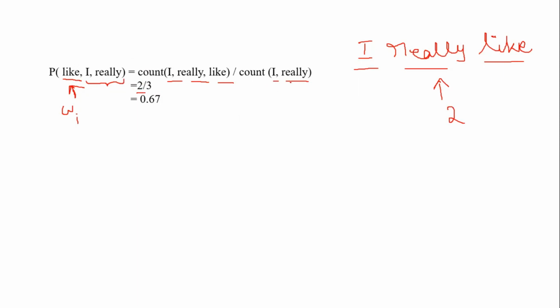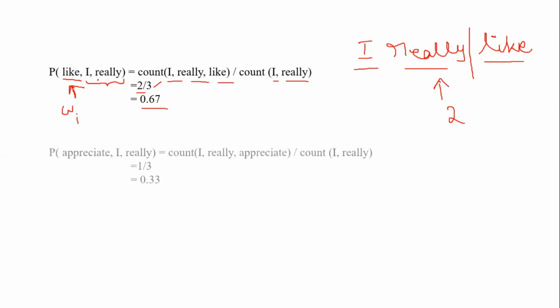And check how many times "I really" appeared together in the denominator. So "I really" appeared 3 times. Just take only the 2 words. You can observe "I really" occurred thrice in the corpus, so that value will be 3. This gives you 0.67. So 0.67 means 67% of the times "like" will be the next word after the words "I really". That is the probability value.